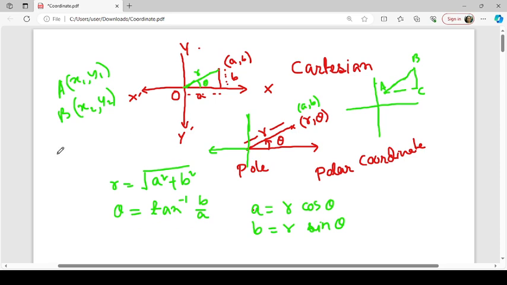So what we have here, AB is equal to root over (x2 minus x1) whole square plus (y2 minus y1) whole square. Means the distance between 2 points A and B is given by root over (x2 minus x1) whole square plus (y2 minus y1) whole square. So this is the distance between 2 points.